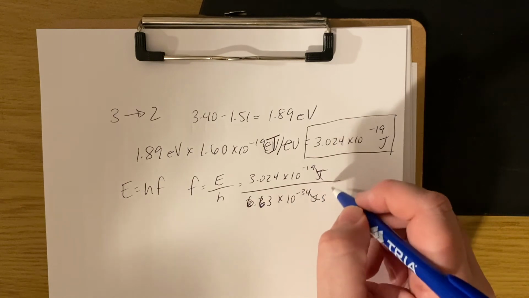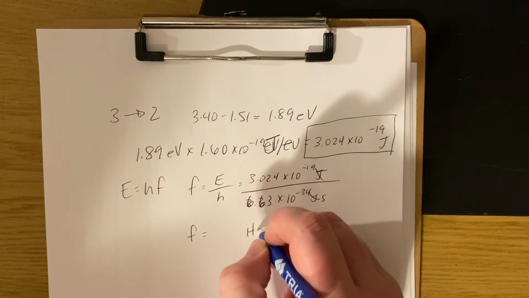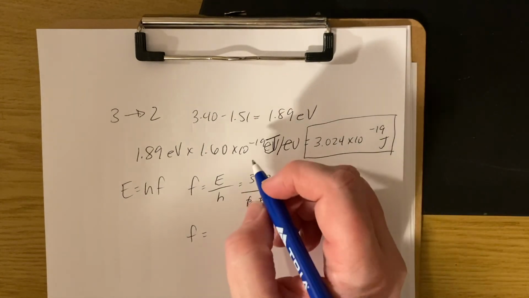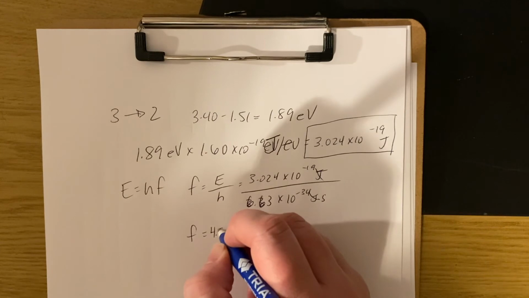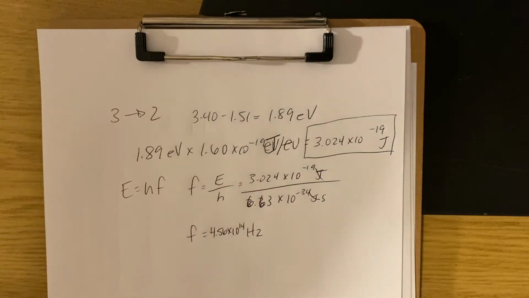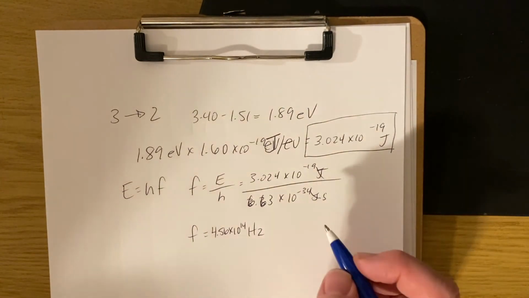When we divide this out, again, the joules cancel out. You have 1 over seconds. That gives us hertz, which is good because frequency is measured in hertz. And then we end up with 4.56 times 10 to the 14th hertz. We can get that into our wavelength. Sometimes you need to, sometimes you don't.